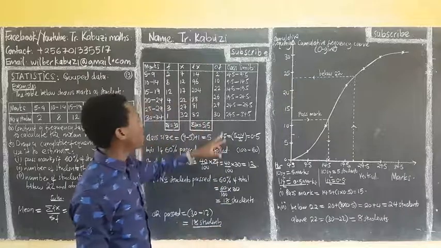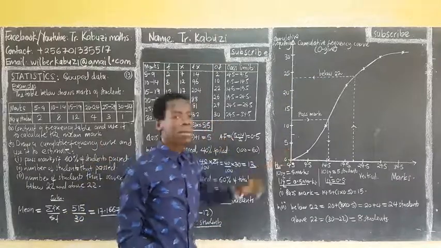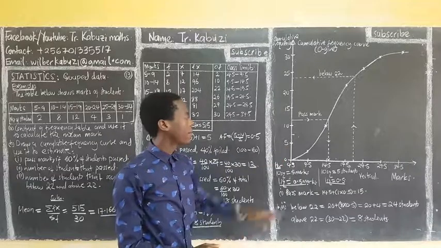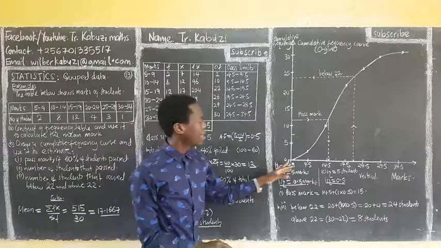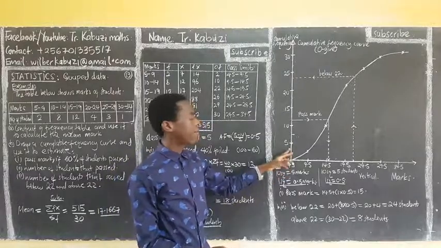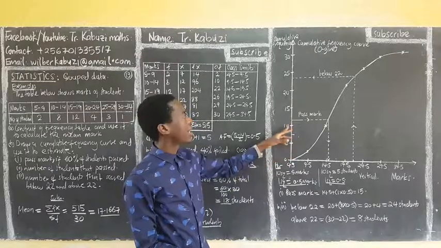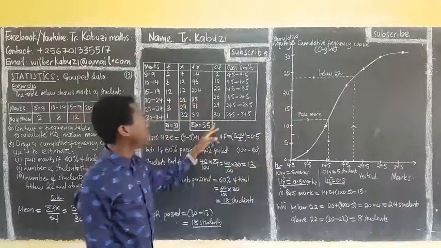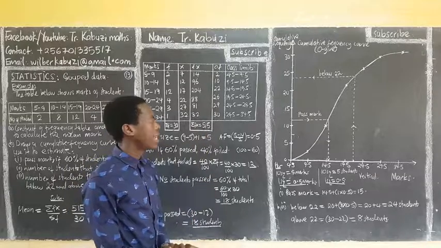My highest cumulative frequency is that, so a scale of 2 centimeters for 5 students will be good for me. That's why from 0 to 5 here they are 10 small squares, or 2 centimeters. Like that, up to when I reach my highest, which is 30. If you have 100, you can also do that scaling.